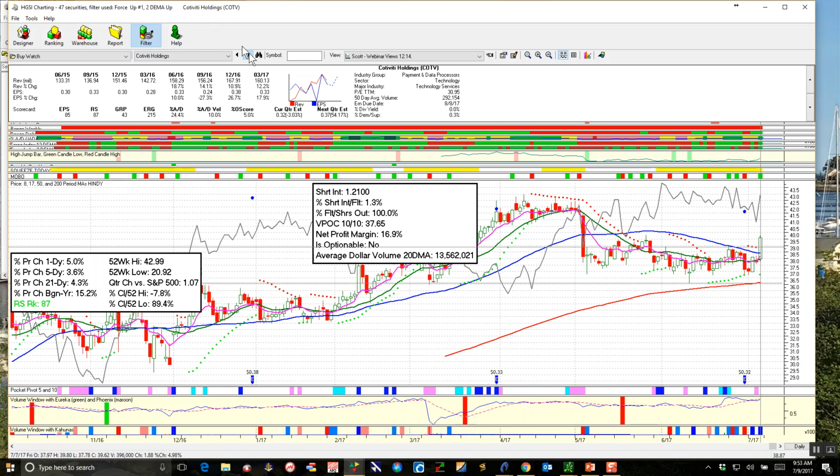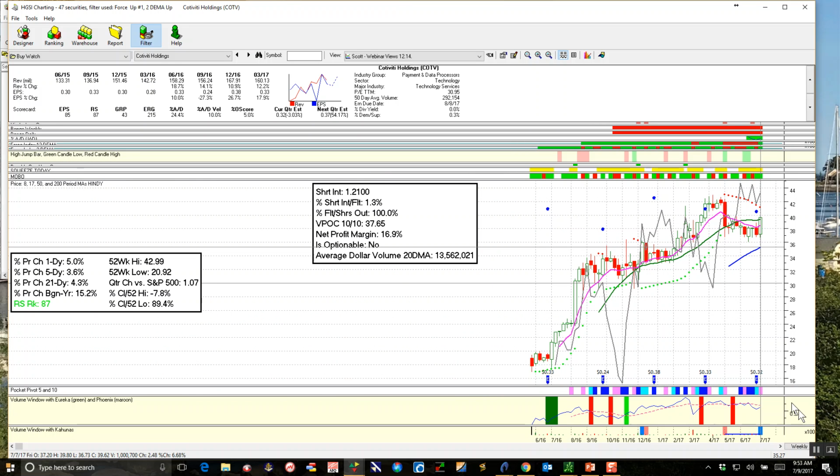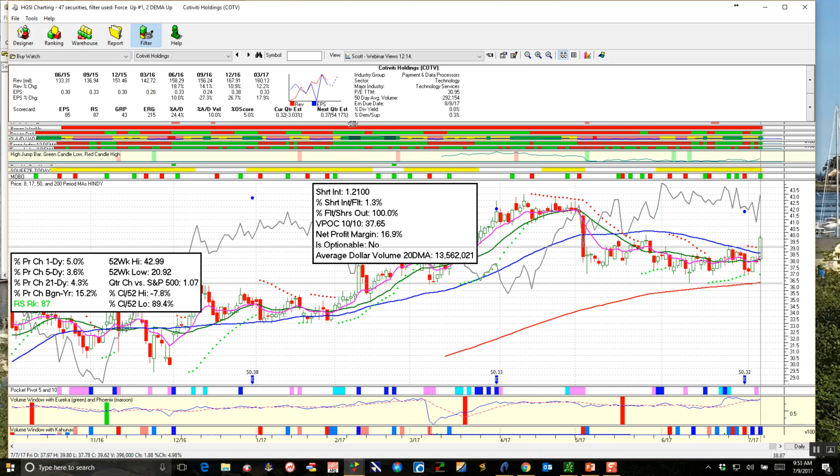Payment processor. This one I think also looked good on the weekly chart. Let's see. Uptrend, pullback, broke above the 17 Kahuna on the weekly chart. I'm trying to remember why I like this besides its earnings per share growth.